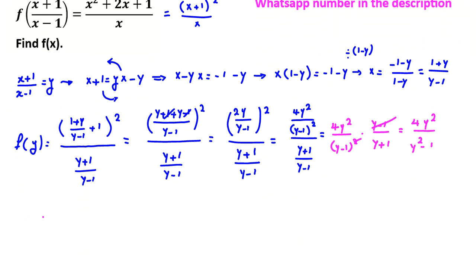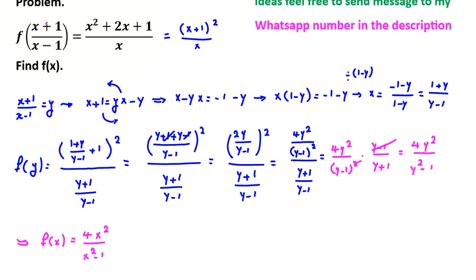So we can change y to x. So f of x will be 4x squared over x squared minus 1. Now let's check. For example, if x is negative 1, here it will be f of 0. Let's check some values. f of 0 equals 0, correct.